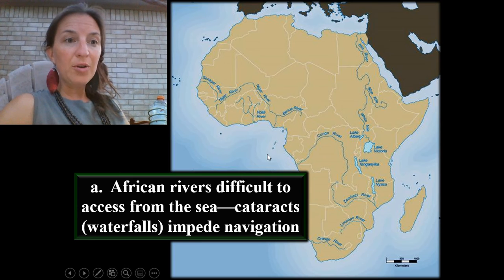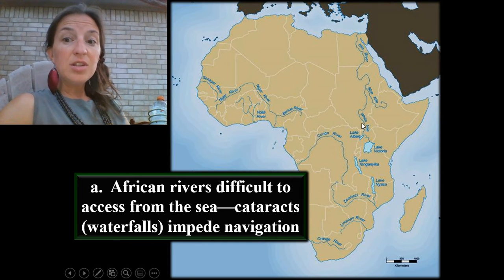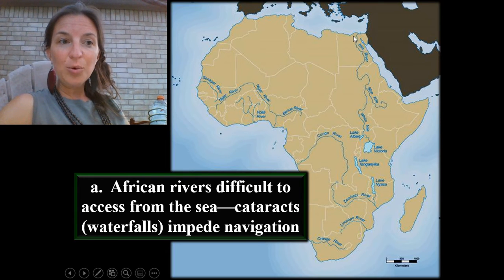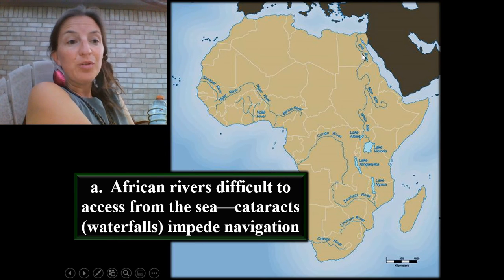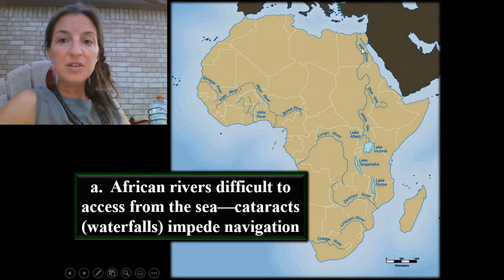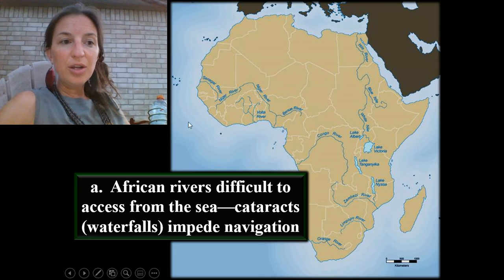It's good to remember that rivers sometimes flow towards the north. The Nile River is one of those, so it actually empties into the Mediterranean Sea. So it was easier to travel north because that's the direction the river is flowing, whereas to travel south was harder for traders, etc.